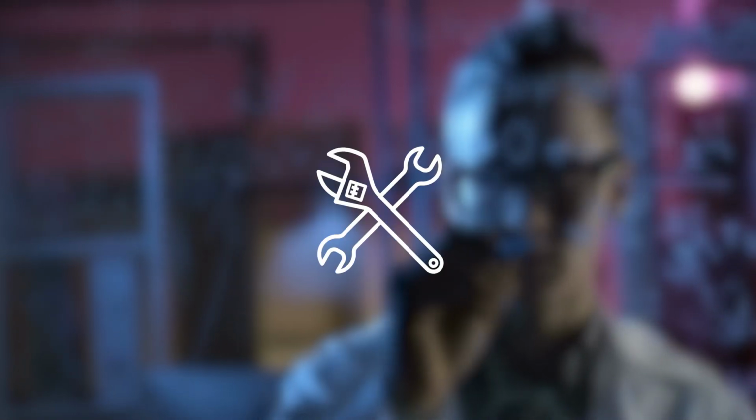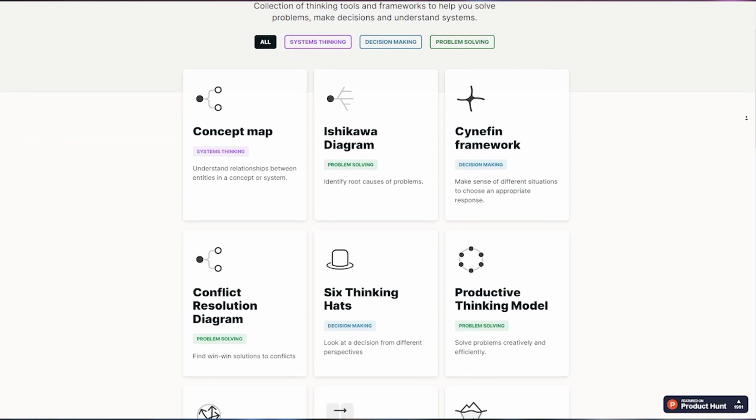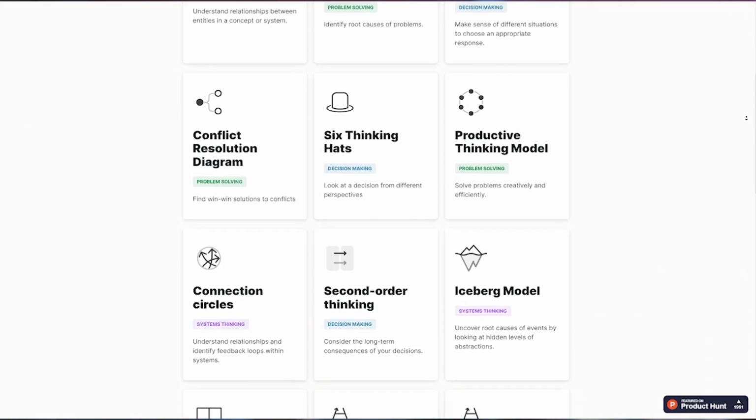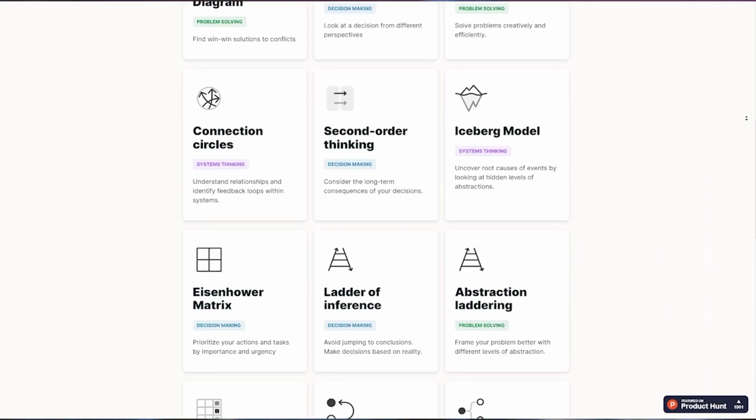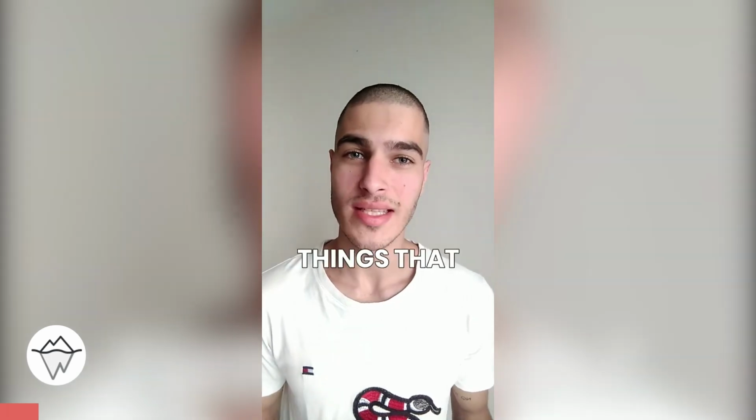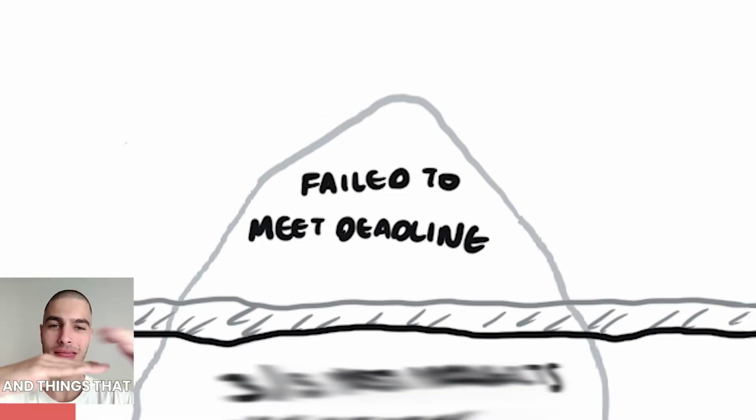We need different tools to perform different tasks. Untools has thinking tools and frameworks to help you understand systems, make decisions, and solve problems. How cool is that?